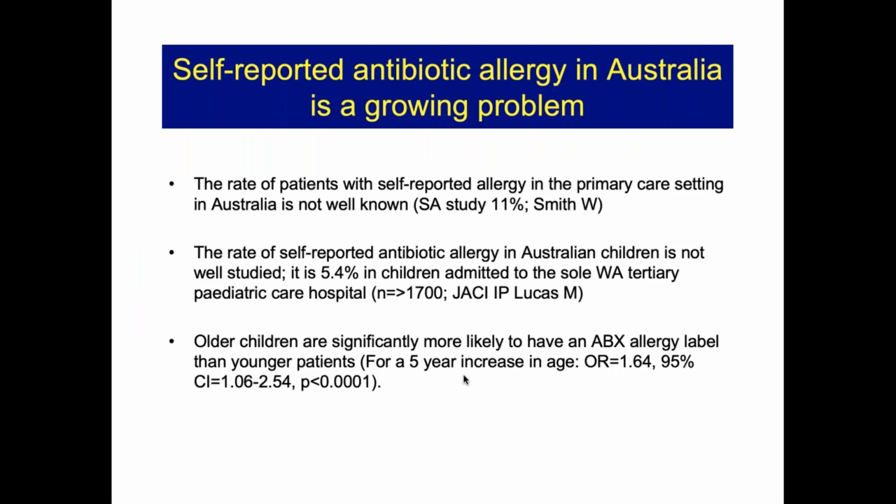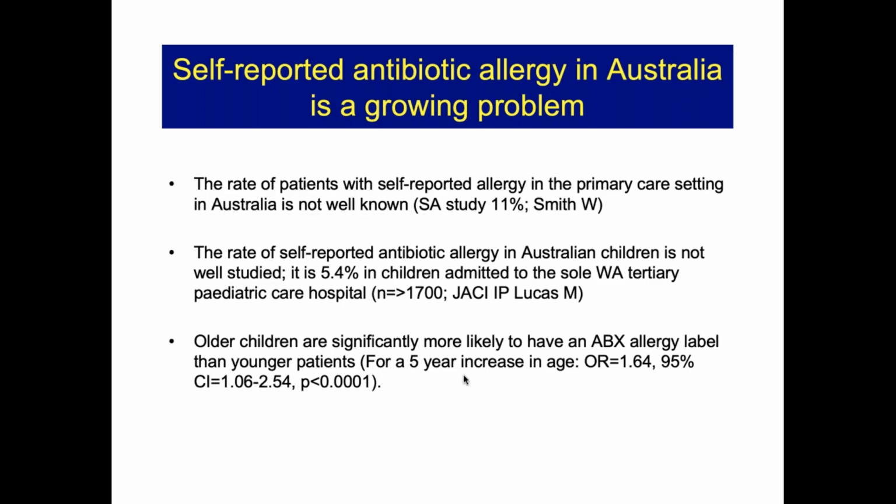The rate of patients with self-reported allergy in the primary care setting, so who come to their GP and report it, is not very well known. Although there is very good practice software to actually record these, the rough number is probably about 11% in general primary healthcare. The self-reported antibiotic allergy in Australian children is not very well studied. It is 5.4% at PCH, and that's a large study that we did in over 2,000 children.